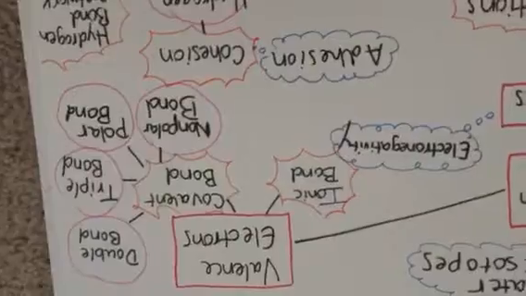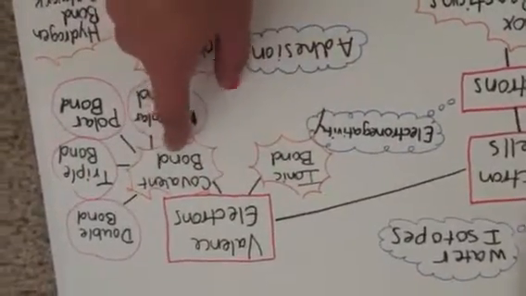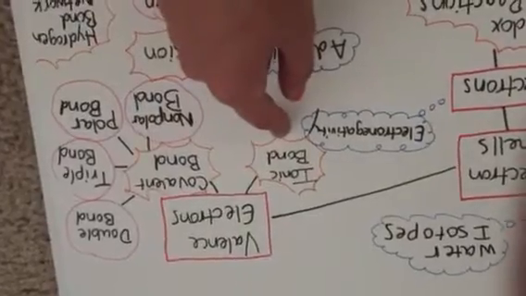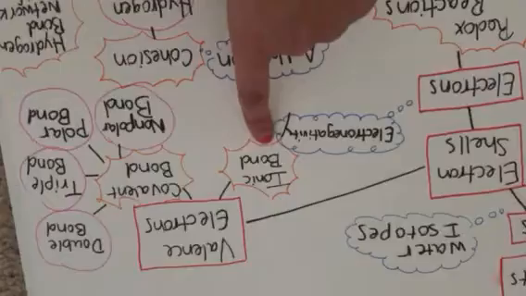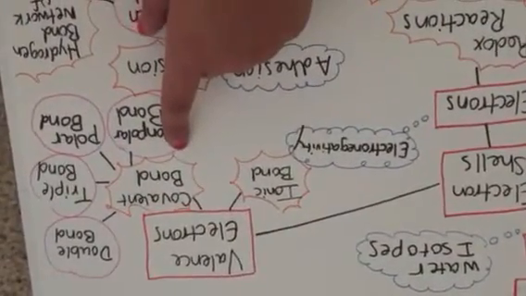And with valence electrons, you have two concepts right here. You have an ionic bond and a covalent bond. An ionic bond is a bond where they are not shared, they are taken completely, and a covalent bond is where they are shared.